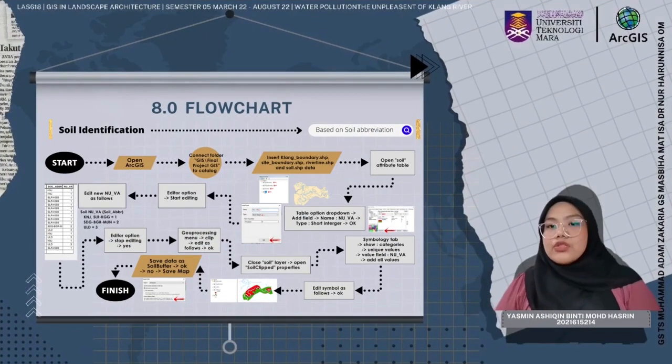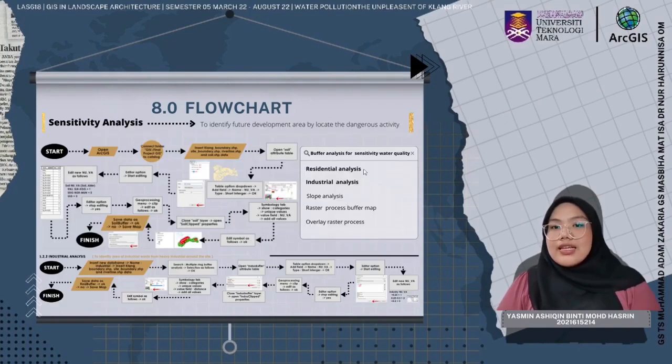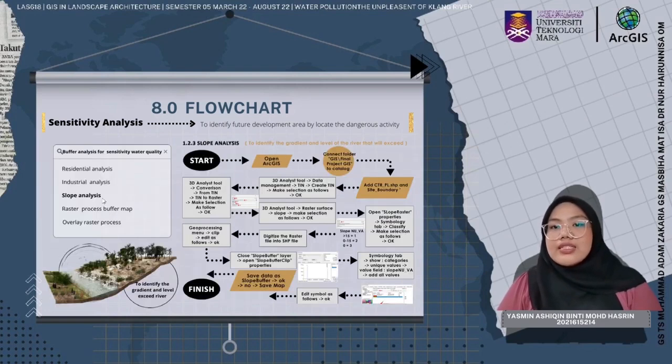Next, we will move to the flow chart of the sensitivity of water quality in Klang River. Firstly, we made a soil identification by referring to the soil abbreviation data stated in GIS to make a class of soil. Next, we run a buffer analysis on a few factors of the water quality of Klang River, such as residential analysis, to identify distance between river and residential that will be affected. Second, industrial analysis to identify industrial heavy waste within the area.